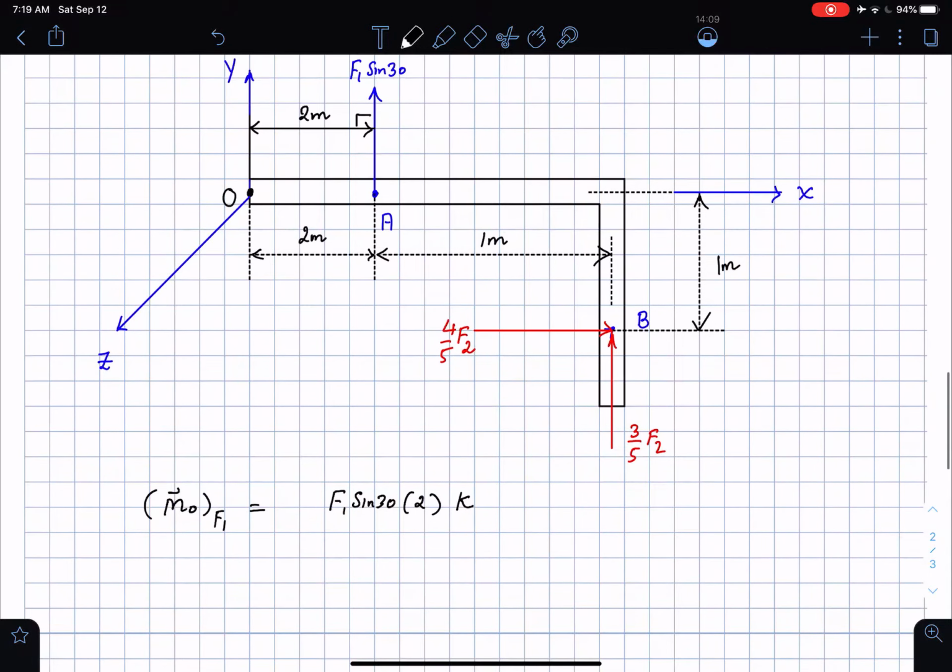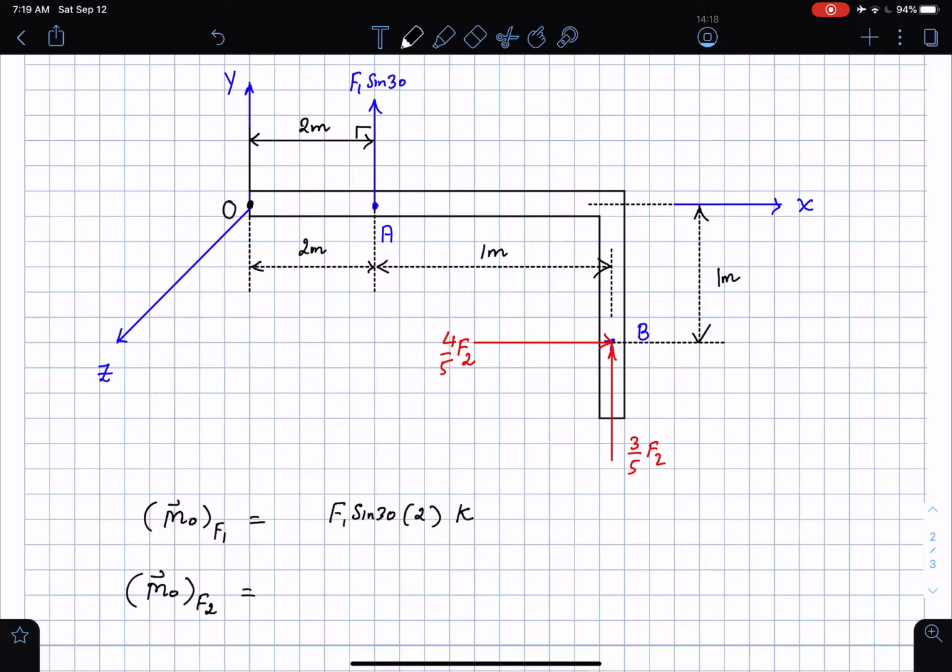Then I look at the other two. Moment about O due to the force F2. There are two components, so please be careful. Each of them has a perpendicular distance with respect to the point O. So here is what I'm going to do. For the 3/5 F2 force, I'm going to find the perpendicular distance by doing the following. From the point O, I draw a line that is parallel to that force. Then I join them together by a nice smooth straight line.